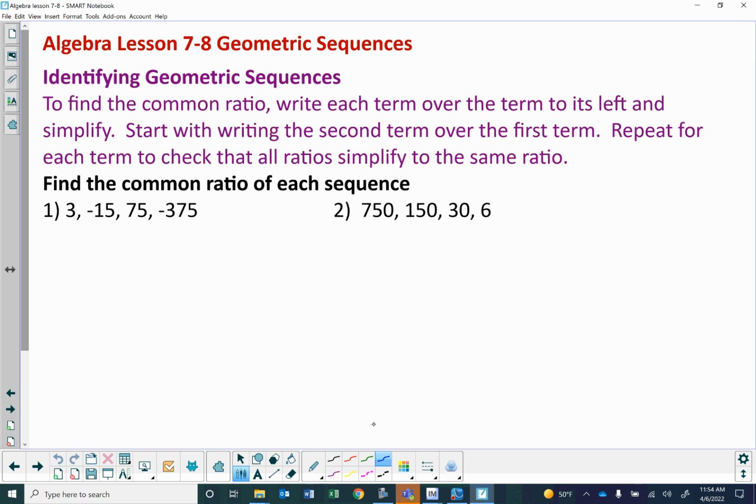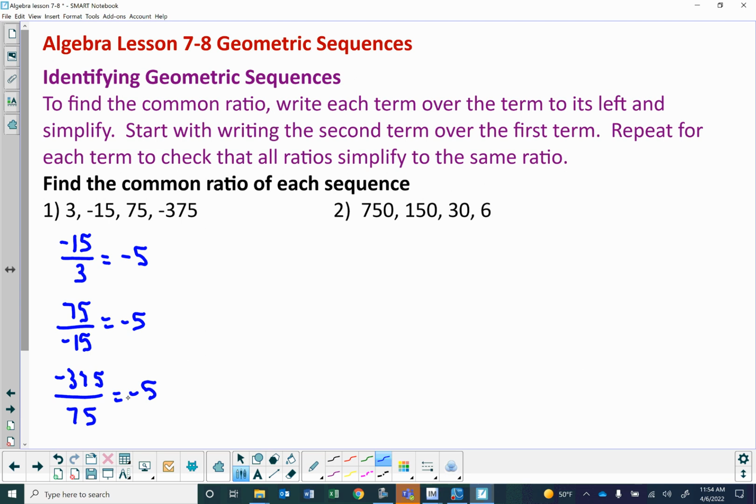So for this first sequence, we have 3, negative 15, 75, negative 375. Since there is no term to the left of the 3, we can't start with that one, but we can start with the negative 15. You divide that by 3, and that becomes negative 5. Then 75 divided by negative 15 is also negative 5. And last but not least, negative 375 divided by 75 is also negative 5.